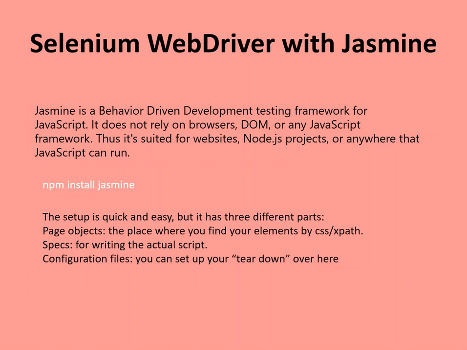For Selenium WebDriver with Jasmine, the setup is quick and easy, and it has three different parts. The first part is the page object, the place where you find your elements by CSS or XPath. Then second is the specs for writing the actual script, and third is the configuration file.